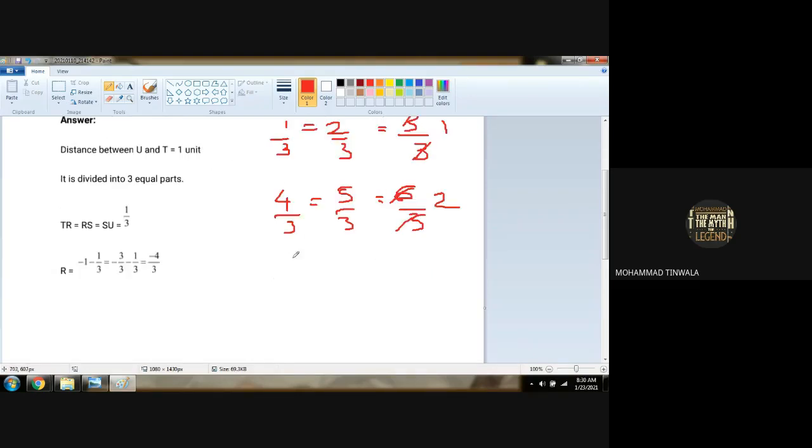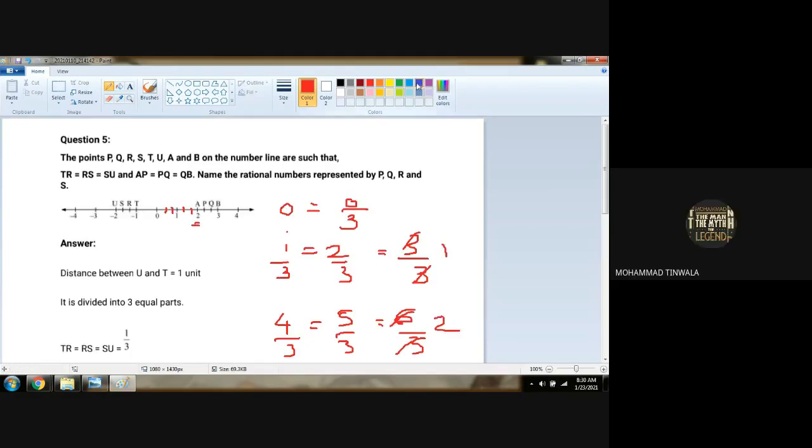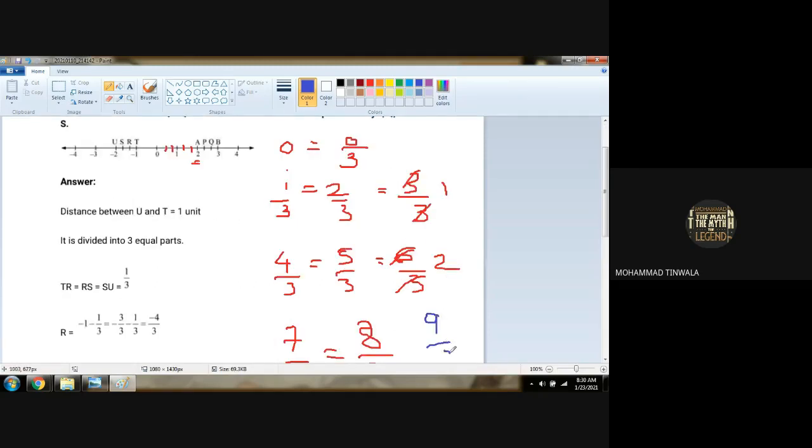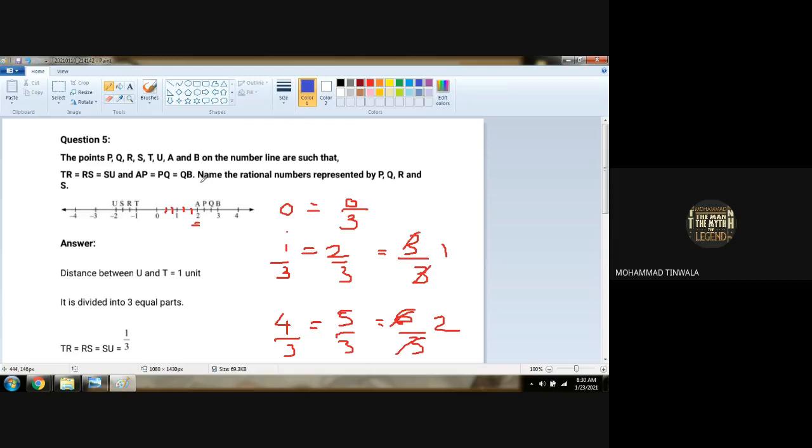So P and Q will be 7/3, 8/3, and 9/3. So over here, what will be the answer? 3 is already given in the question, so writing 9/3 or not is okay. So what is the value of P and Q? P is equal to 7/3, and Q is equal to 8/3.